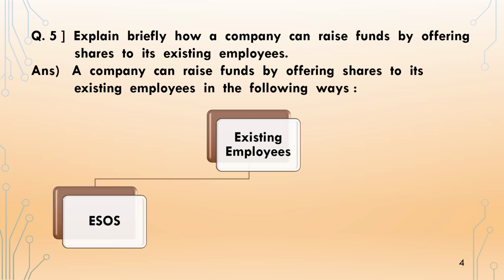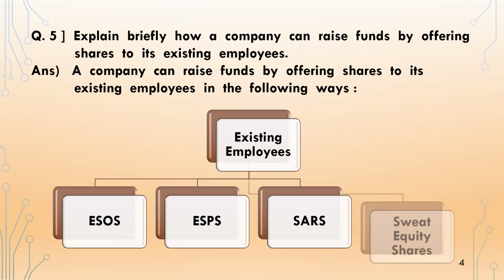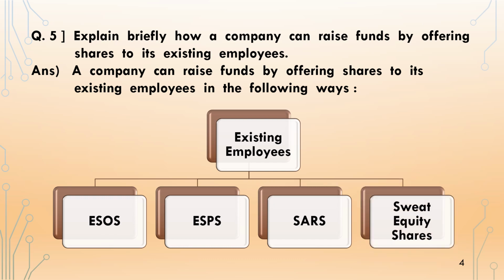The first one is ESOS, that is Employee Stock Option Scheme. The second one is Employee Stock Purchase Scheme, that is ESPS. The third one is SARS, that is Stock Appreciation Rights Scheme. And the fourth one is Sweat Equity Shares. So let us understand these four ways in which a company issues shares to its existing employees.